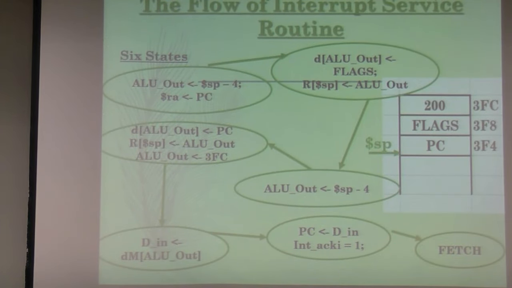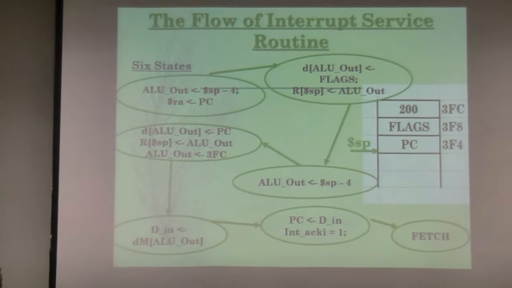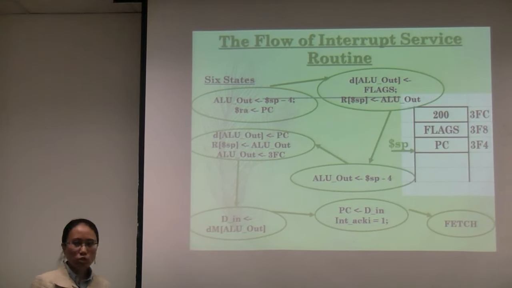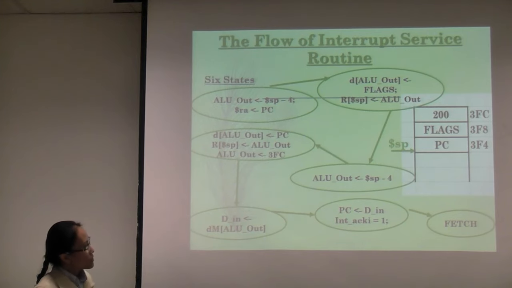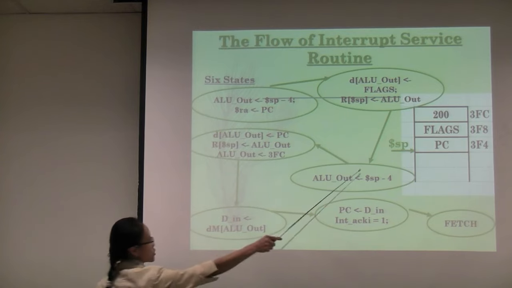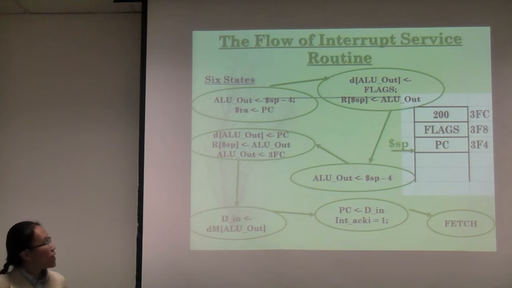This is the interrupt service routine. When an interrupt happens, it starts with the decrement of the stack pointer by 4, and it saves the program counter, or the return address, into register 31. The next step it would save the flag into the stack pointer, which is the address 3F8, and it goes through the same routine: decrement the stack pointer and save the return address to the address 3F4, and at the end the stack pointer will point to the address 3F4.